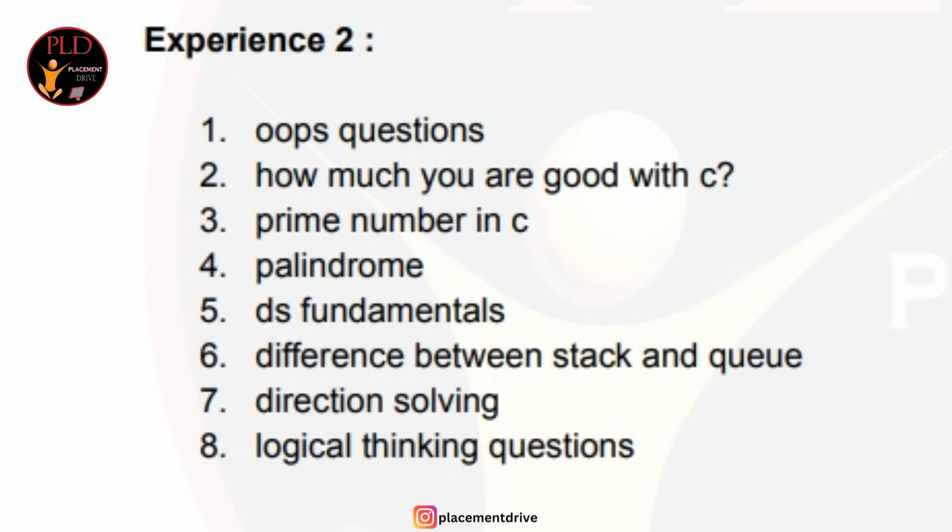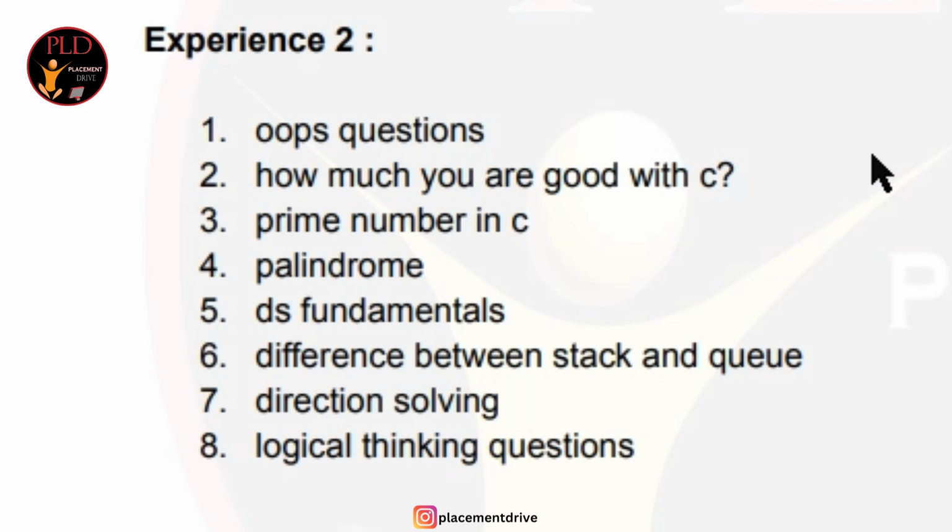And the seventh question is the interviewer tested the candidate's logic reasoning skills by presenting directional problems and analyzing their problem solving approach. And the final question is logical reasoning. The candidate may have been presented with logical reasoning question to evaluate their critical thinking ability and problem solving skills. Now let's see the final experience.